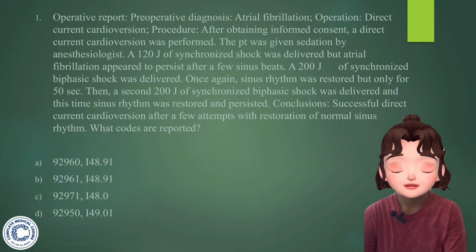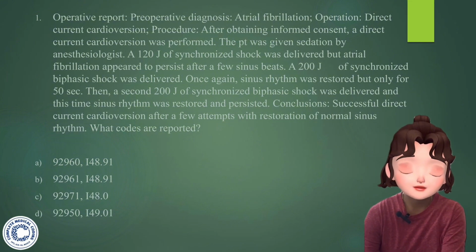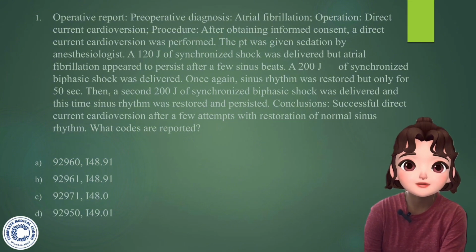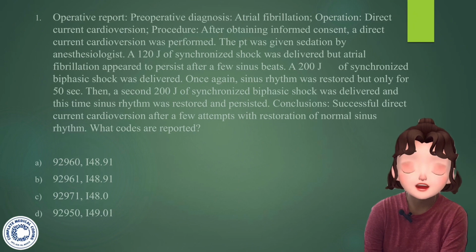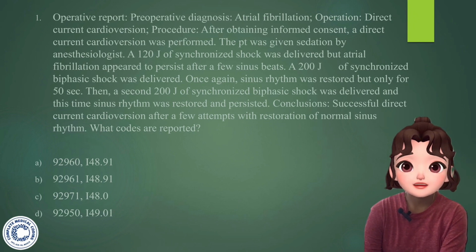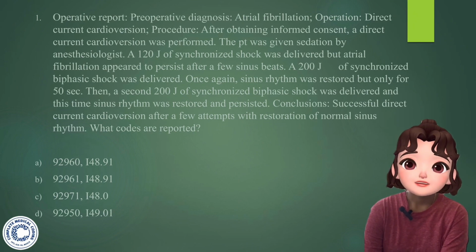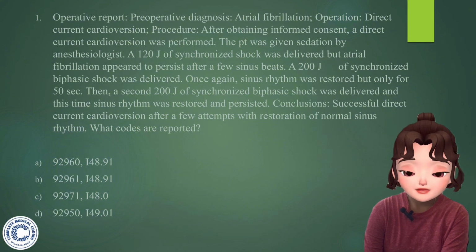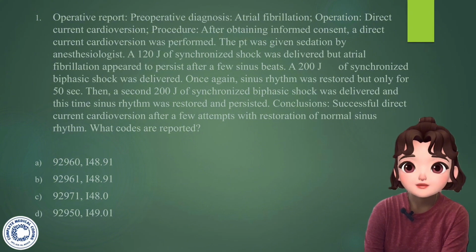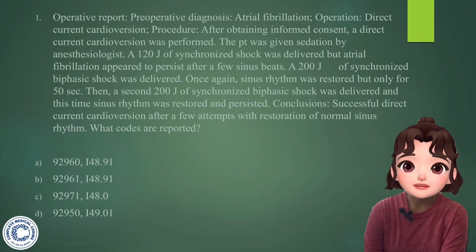What codes are reported? So, conclusion and post-operative diagnosis. The conclusion is similar to the post-operative diagnosis. What is the diagnosis done? The confirmed diagnosis, the diagnosis made after the procedure, is what you need to code. So what is the conclusion? It is the same as the pre-operative diagnosis.